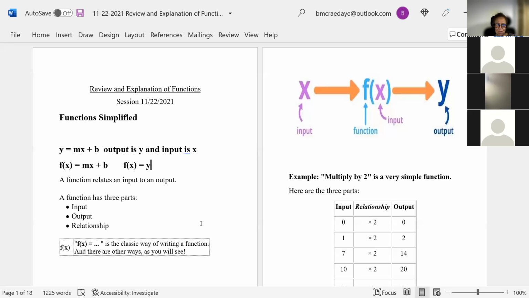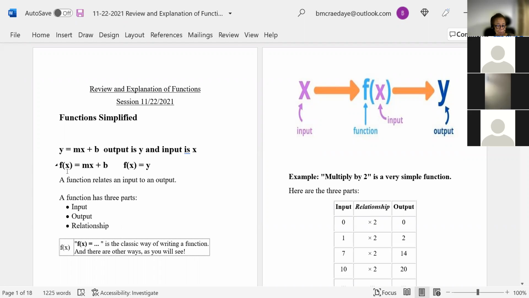Any questions so far? When you say calculate the output, that would be the number that comes after the first part. Well, the f of x is your output, which is equivalent to your y when we had y equals mx plus b. That's your output. The variable in parentheses is your input.